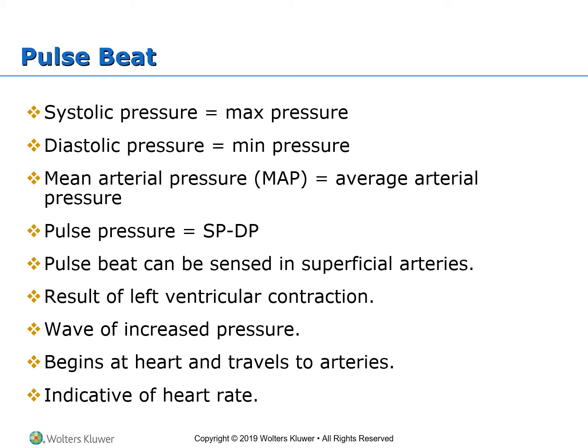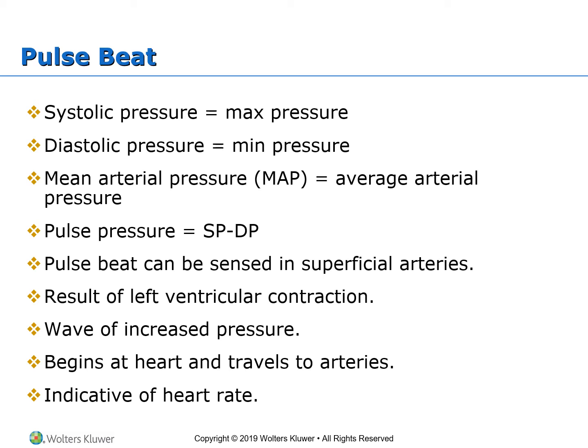The pulse pressure is defined as the difference between the systolic and the diastolic measured pressures. It represents actually the pressure increase in the vessel that is created by the ventricular contraction. And again, the pulse pressure declines to about zero when it reaches the capillaries. We have another element that is called the pulse beat.